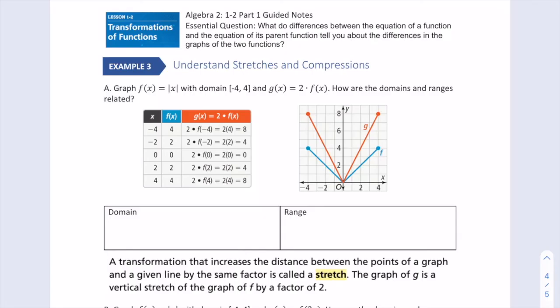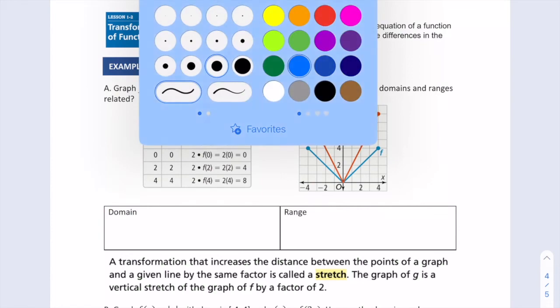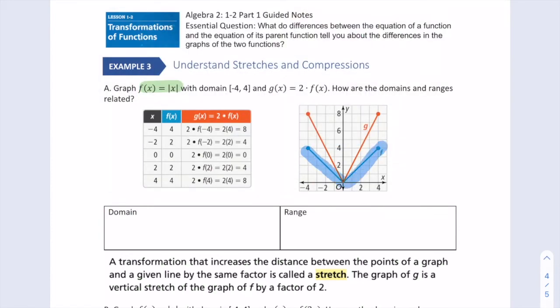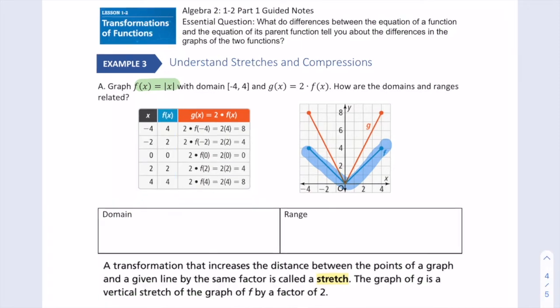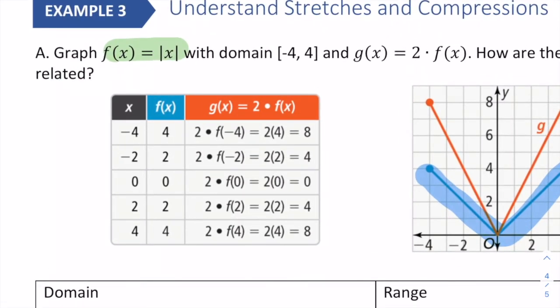For our last example, we're going to look at stretches and compressions. So here we have the absolute value of x, and you can see in the graph in the blue that this is the absolute value with a V shape. If we made a table of points and plugged in these points for x, we get these points for y. So for instance, the absolute value of negative 4 is 4, and you can plot it on the graph.